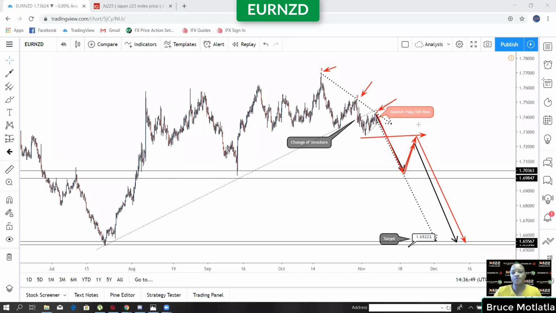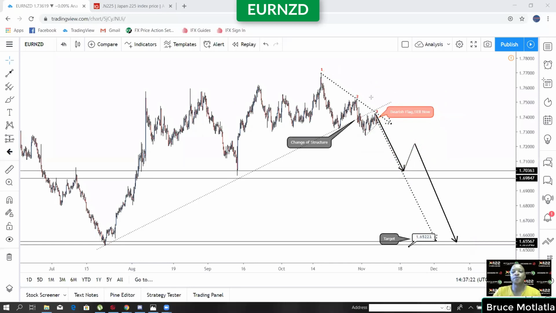So for now, for me, it's sell right now. Sell at current market price with your stop loss about there, with your target all the way down there. Another thing you can see, this is our change of structure. Like I said, the trend line is our indicator. And then what else can we add? We can add a bearish flag.